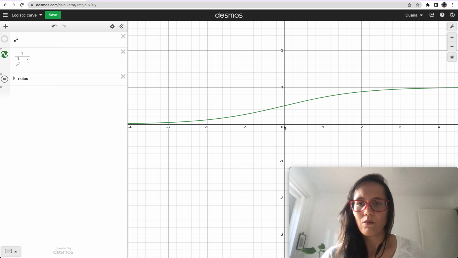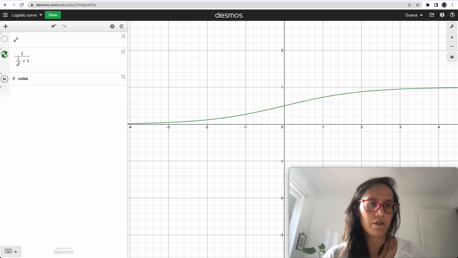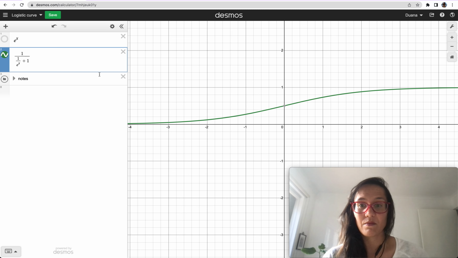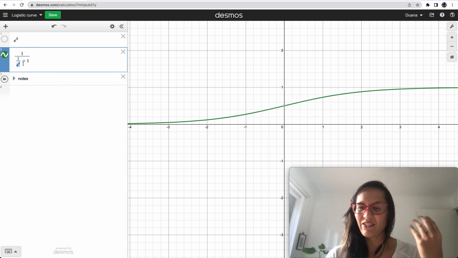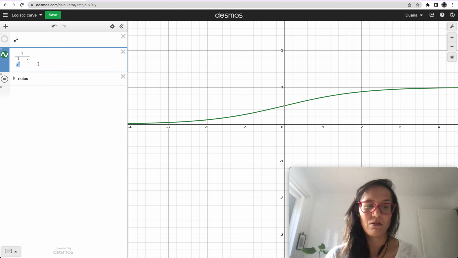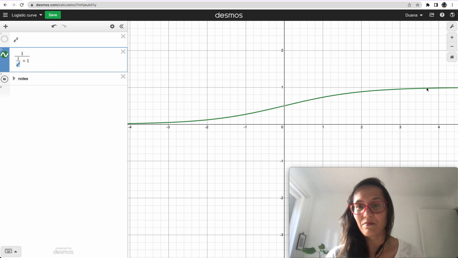Yeah, so again, when x is 0, we go over to this expression. We put e to the 0 is 1, so that expression is 1 over 1 plus 1, 1 over 2, or a half. So here, when x is 0, y is a half. And then as x gets larger and larger, e to the x gets really, really big. 1 over e to the x will get really, really small, closer to 0. And so this whole expression will get closer to 1 over 1, which it does.